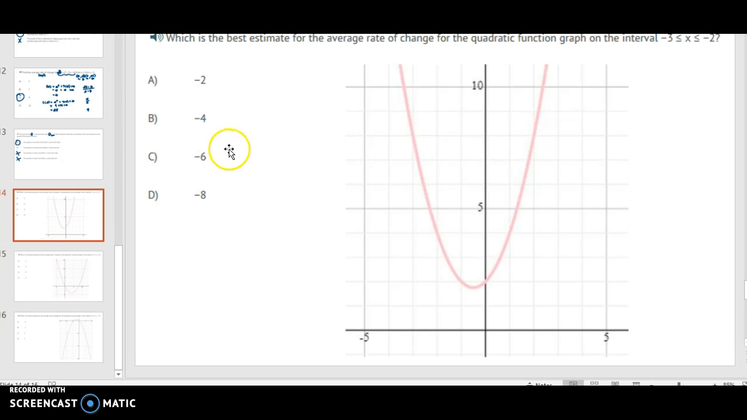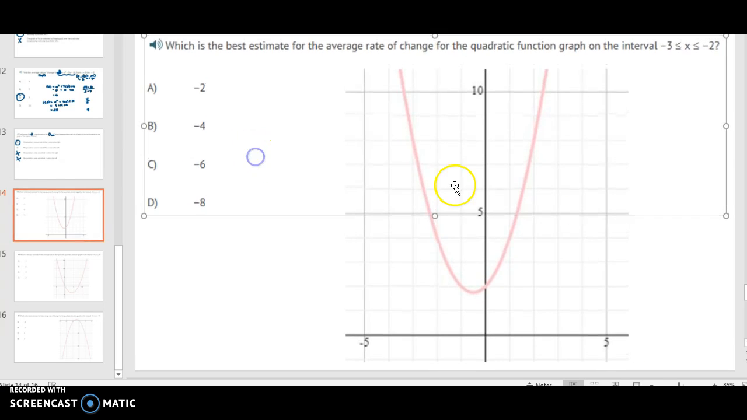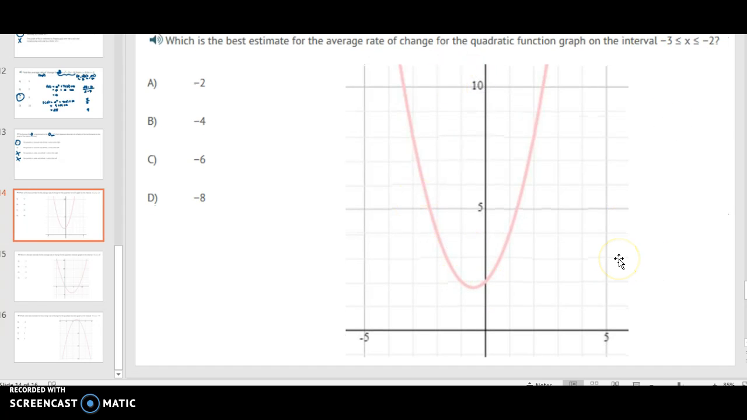Ooh, rate of change, except I don't have to do all this fancy formula stuff because it gave me a graph. So it wants the interval from -3, which is this dot right here, and that dot looks like it's -3, 8, to -2, which is this dot, and it looks like it's -2, 4.